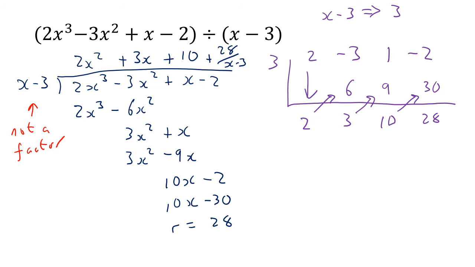We're going to remember, if you've got 2 terms here, then your remainder is going to be 1 term. So that one's the remainder. And then that's going to be x to the power 0, x to the power 1, x to the power 2. So you get 2x squared plus 3x plus 10. And your remainder is plus 28, and you're still trying to divide by x minus 3. Which one's quicker? Up to you.